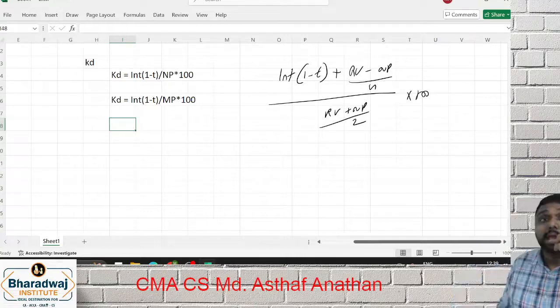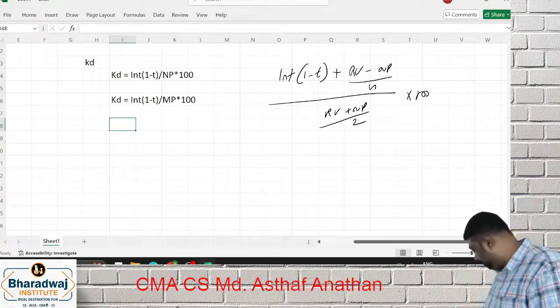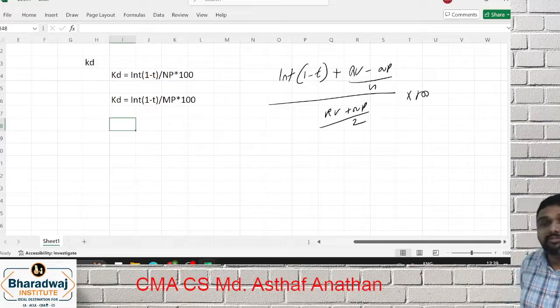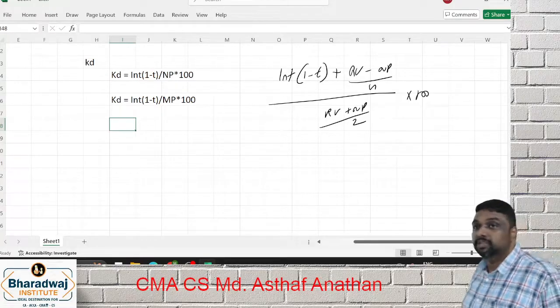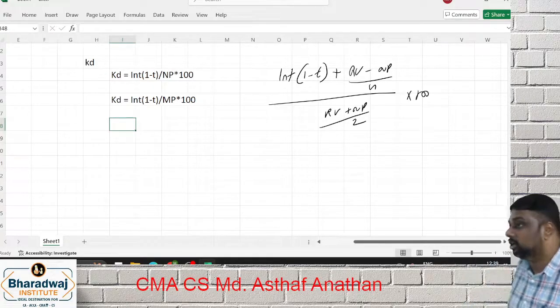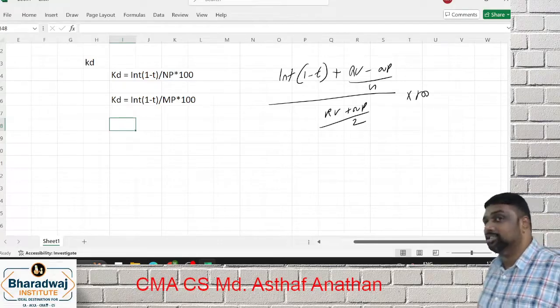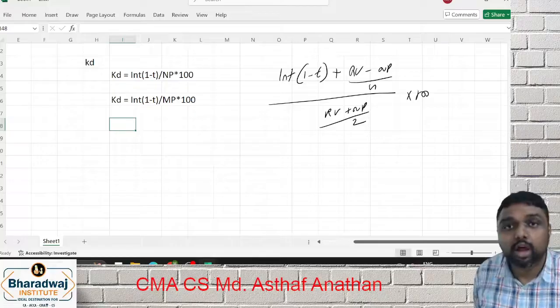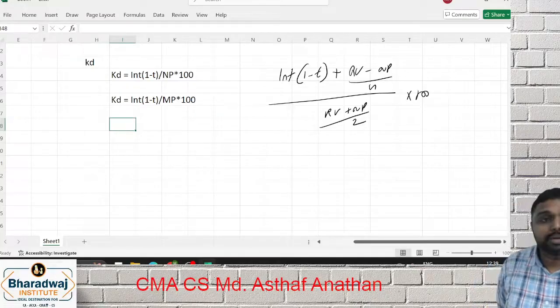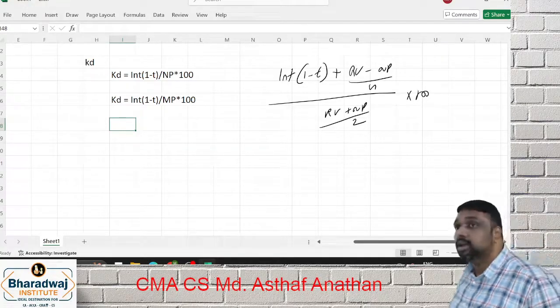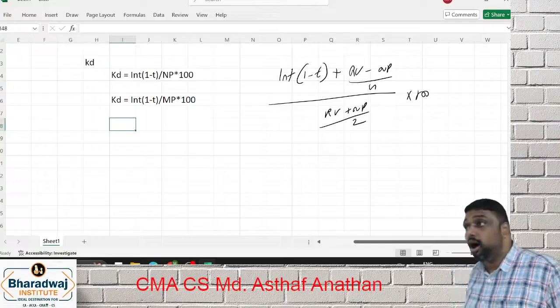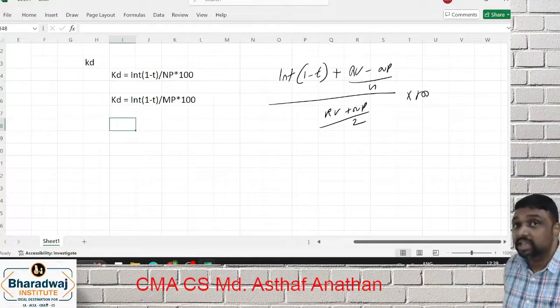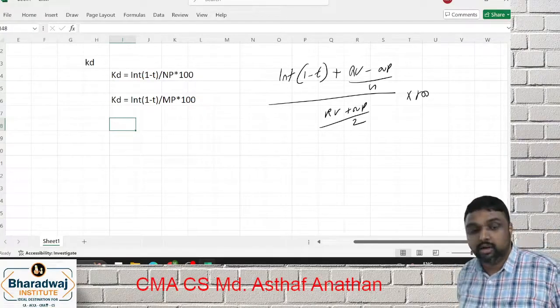What is RV? RV is redemption value. That is, what is the price when you redeem it? Are you clear or not? NP is what? Net proceeds, face value plus premium or minus discount minus flotation cost. NP, if it is a market price, you have to take what? Market price also. Are you clear, friends? Yes or no? This is how we have to do.